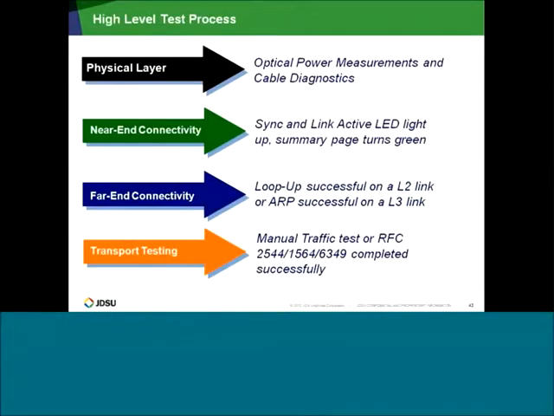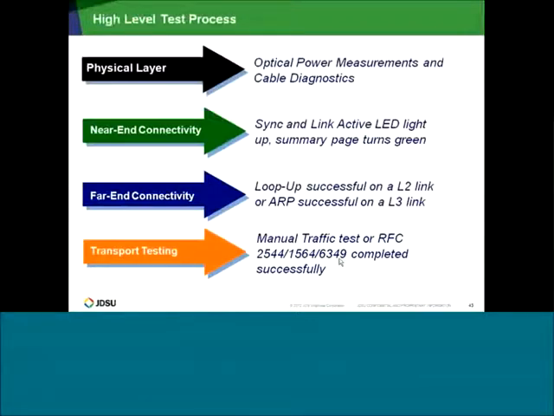Okay. So really, this is a summary of what you're looking for in terms of testing in each of the layers. If we talk about the physical layer, you would be looking for the optical power measurements, the cable diagnostics, or the auto negotiation. For near-end connectivity, you want to look at the sync, the link active LED, the summary page. Far-end connectivity: loop up successful on layer 2, ARP successful on layer 3, and then transport testing. So manual traffic tests, RFC 2544, 1564, and 6349.